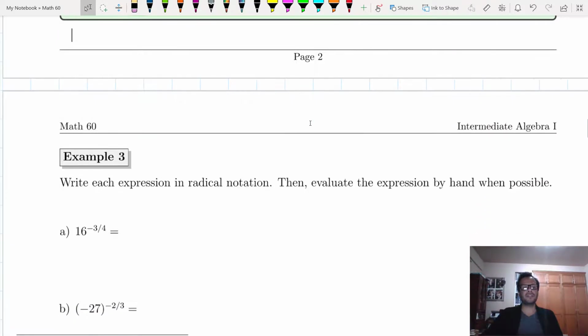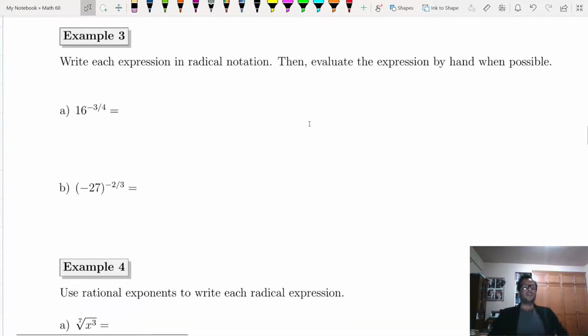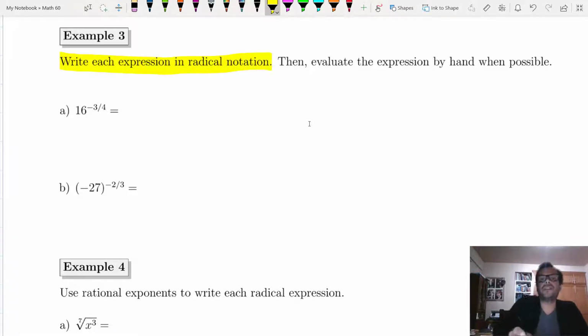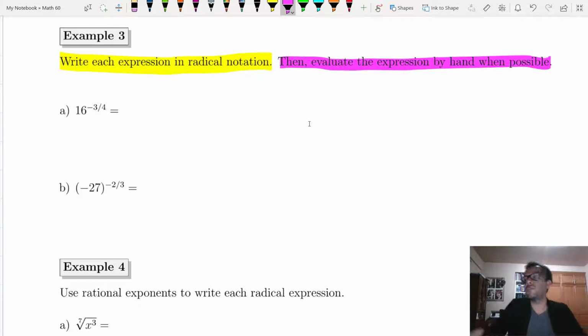Okay, so number one, as usual: write each expression in radical notation and then evaluate the expression by hand if possible. And in this case, for both examples that I have here, A and B, it will be possible to rewrite them. Now, we have 16 to the negative 3/4.